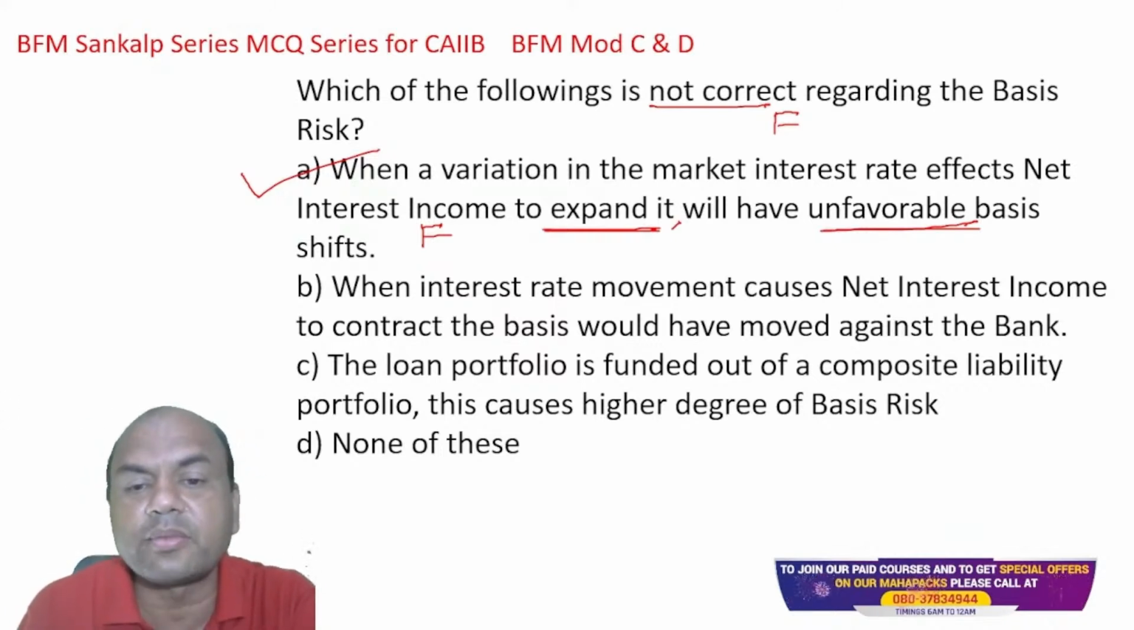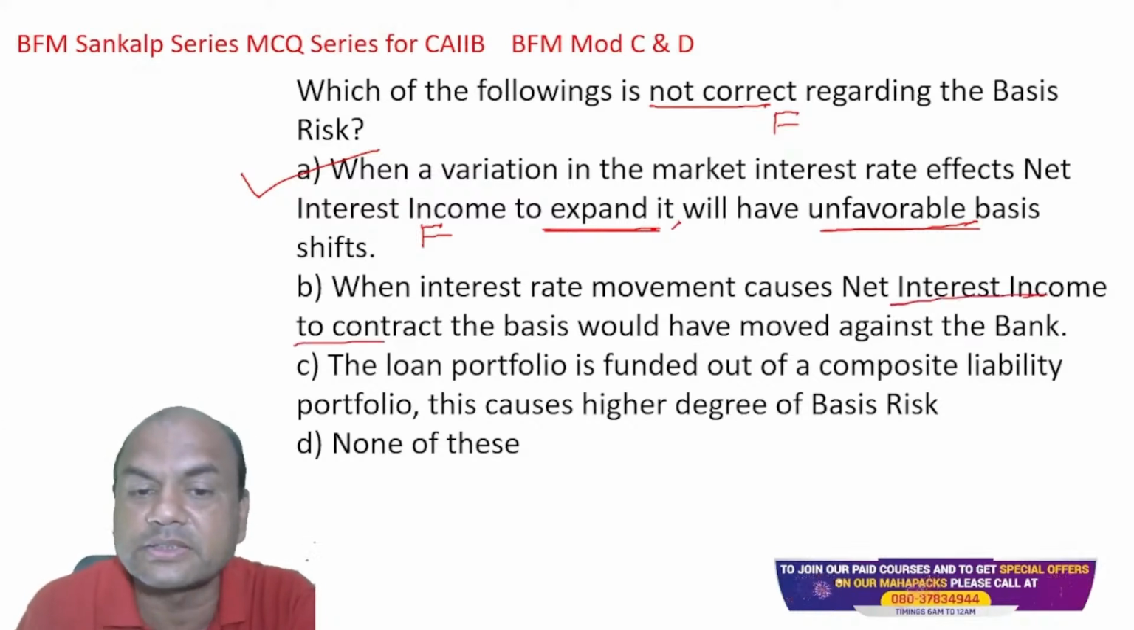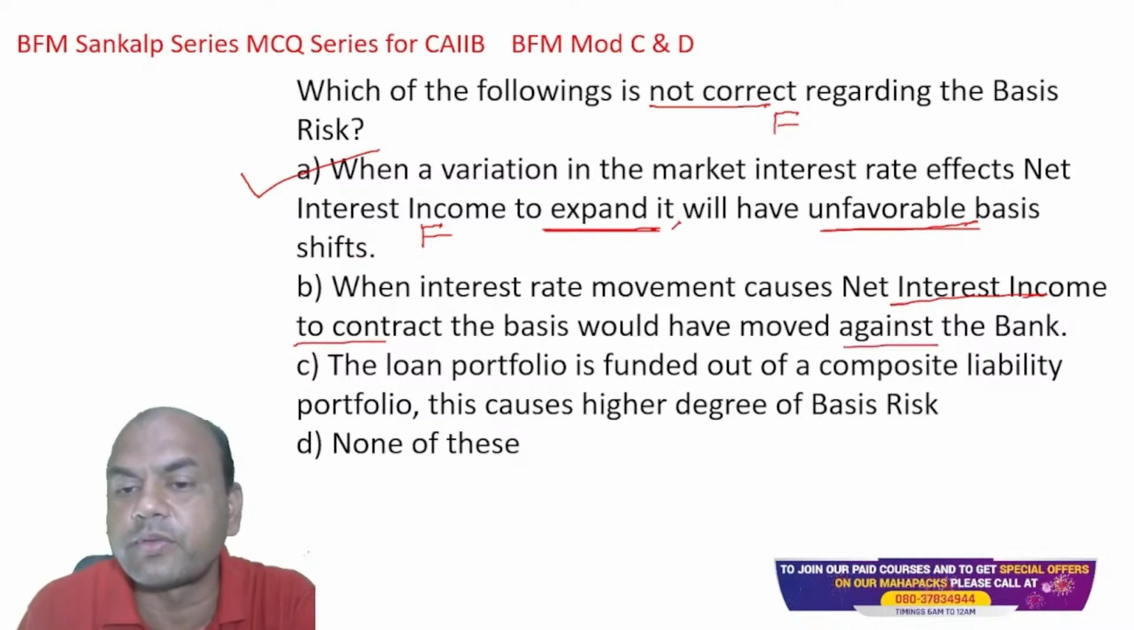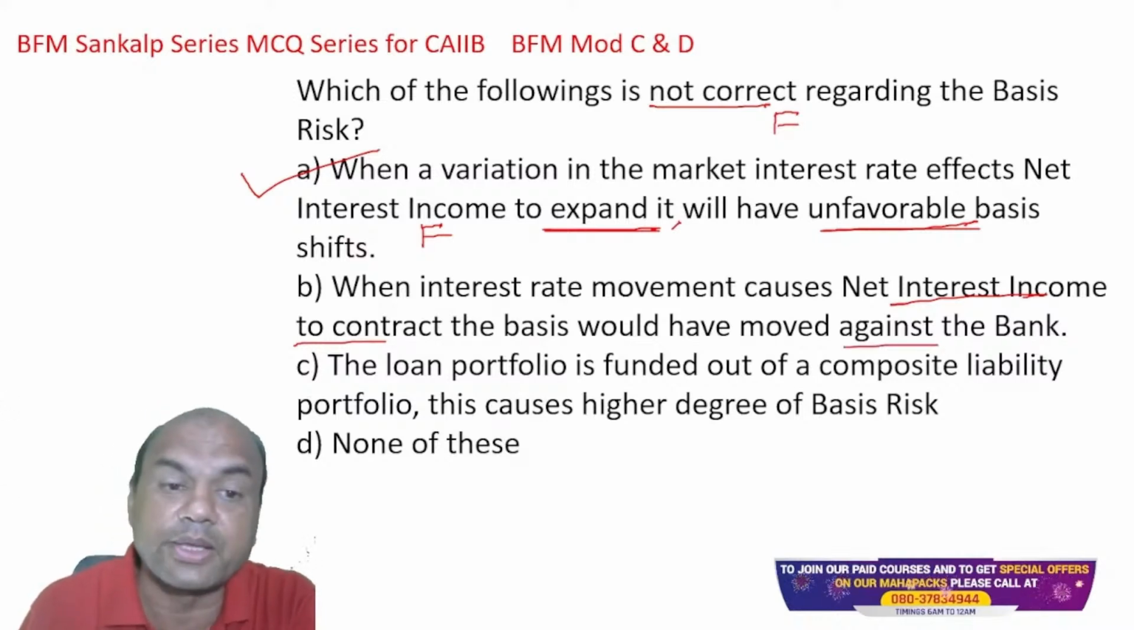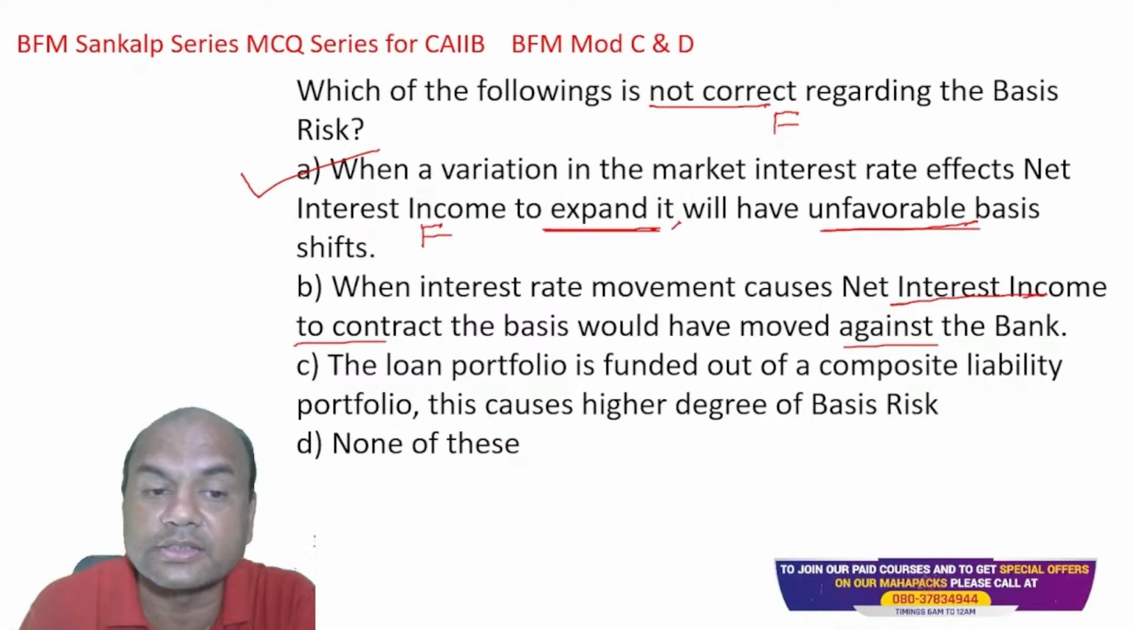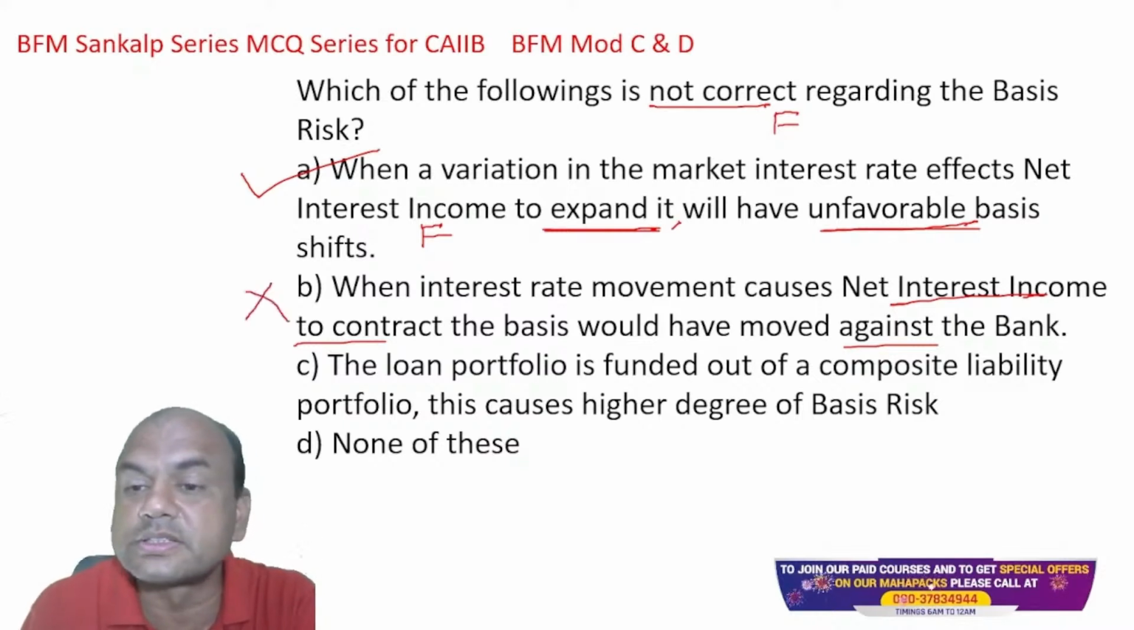When the interest rate movement causes net interest income to contract, the basis would move against the bank. So obviously, net interest income contracting means it is against me, unfavorable to me, isn't it? So that's why B is true. So this is not the answer. We want false. This is true.